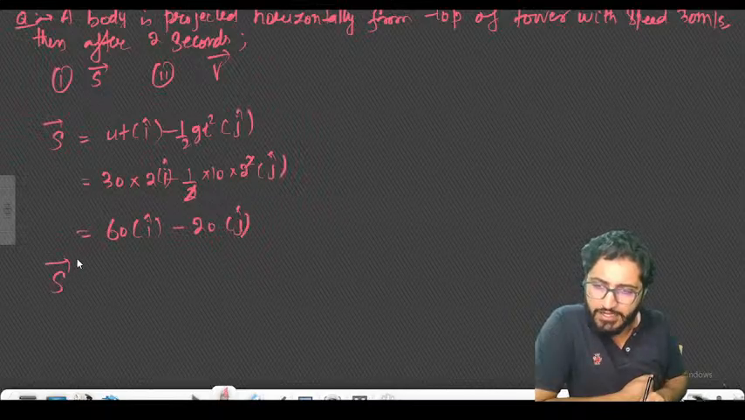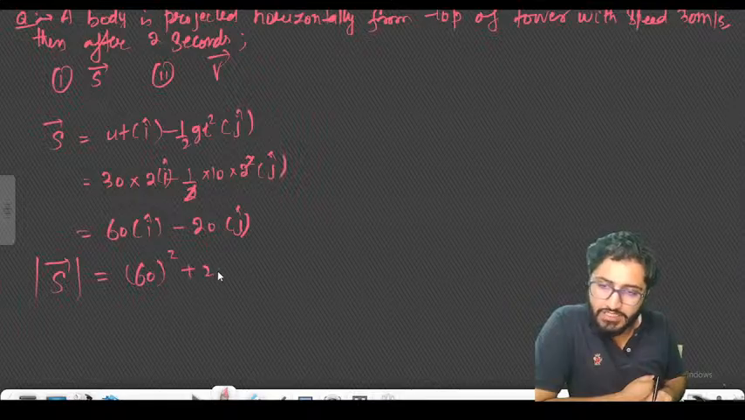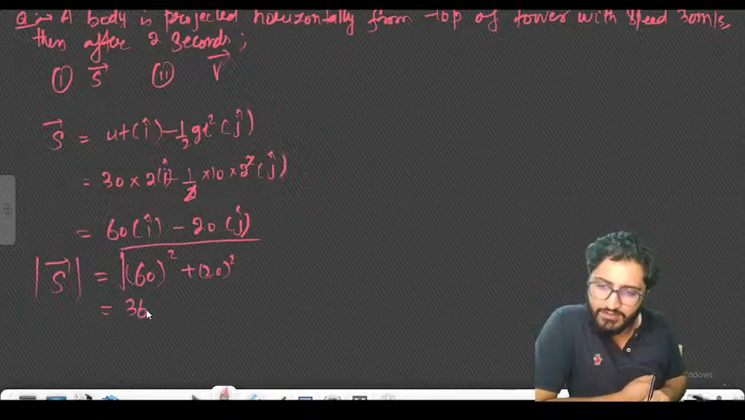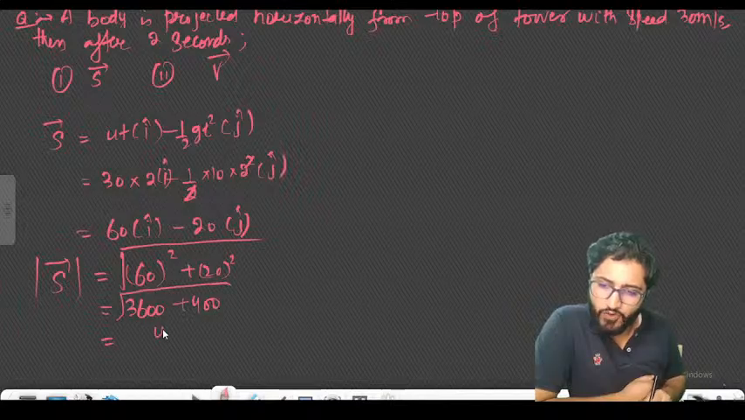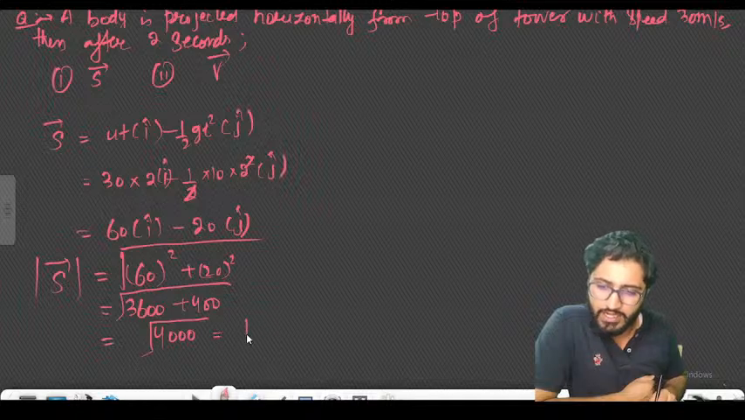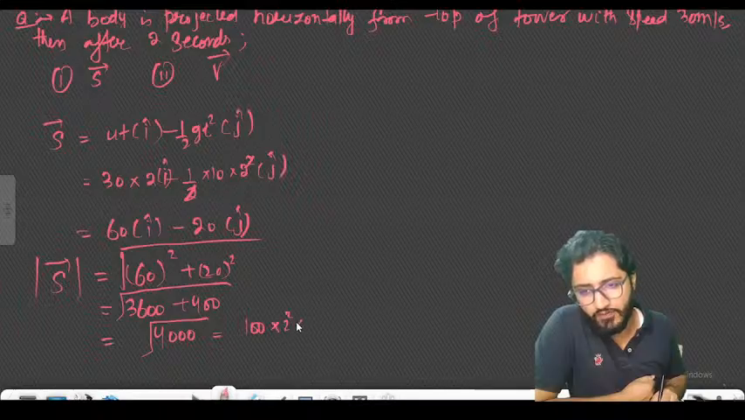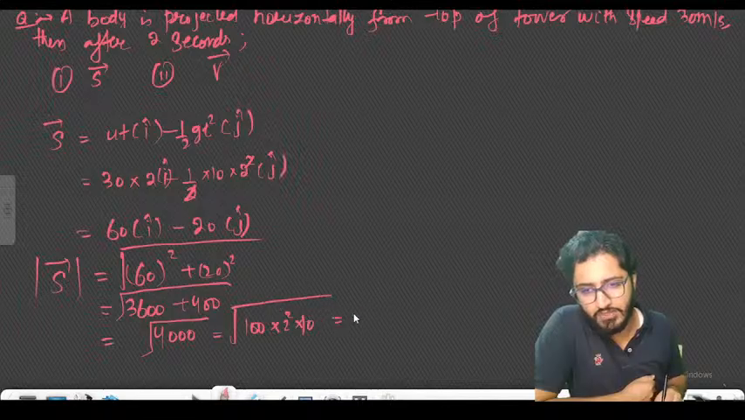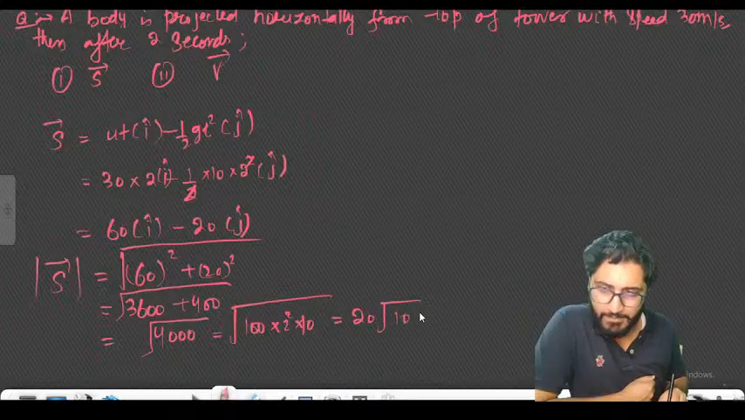If you need this magnitude, do one thing, write 60 square plus 20 square. 6 sixes are 36. It is 400. It is 4,000. You can write 100 into 2 square, 4 into 10. So you can write it is 20 root 10 meters.